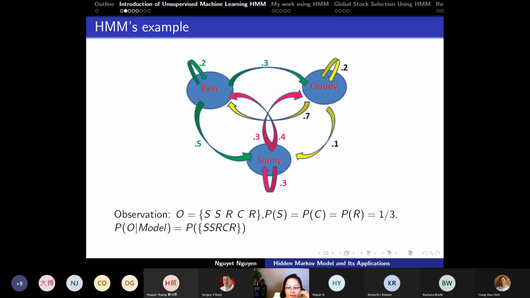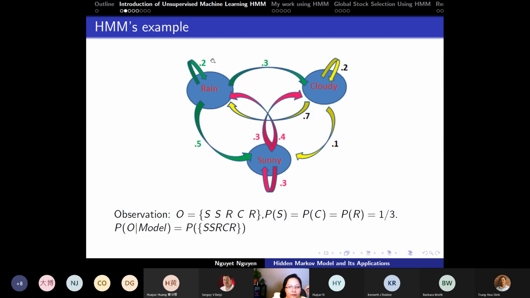In order to do that, using the hidden Markov model, you need to have the observation sequence. For example, you observe in one week that you see sunny, rainy, cloudy, and rainy. And you need to make the assumption that the probability of getting sunny, cloudy, or rainy equals 1/3 for each of these events. Then you will use the hidden Markov model, which is based on Markov chain probabilities.